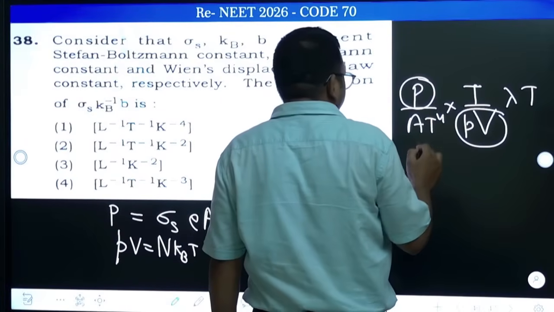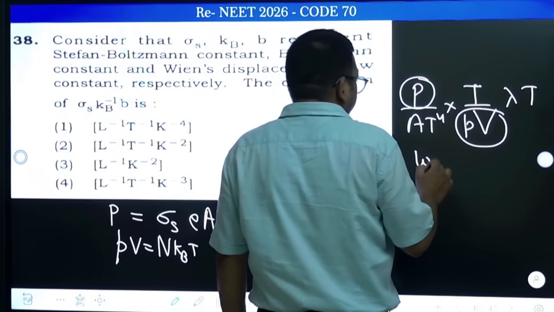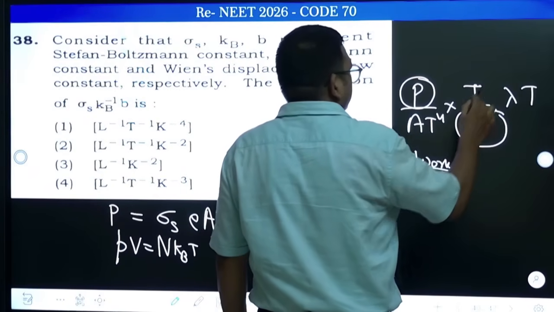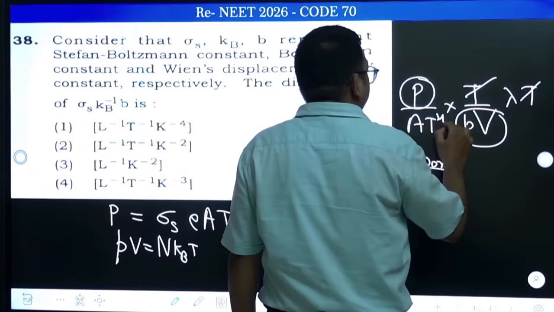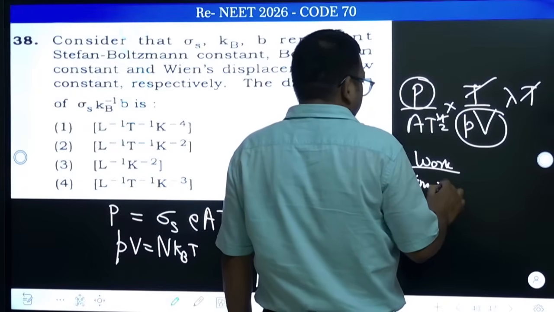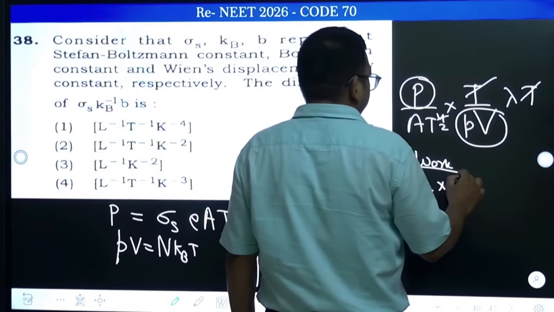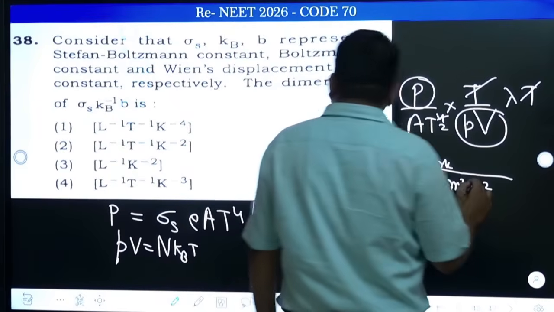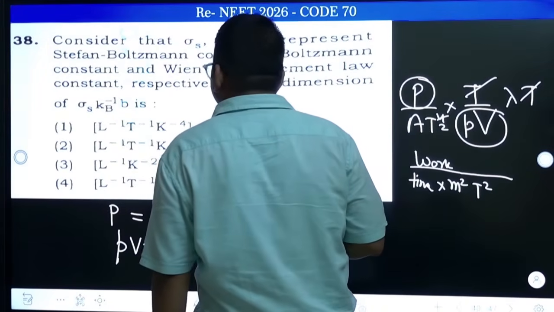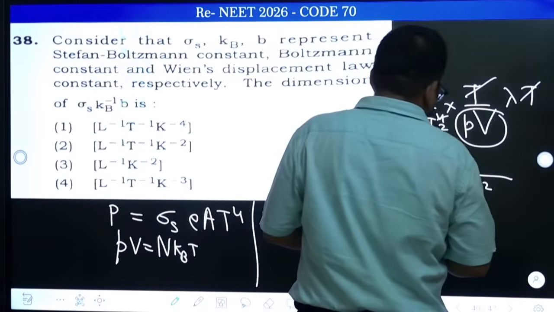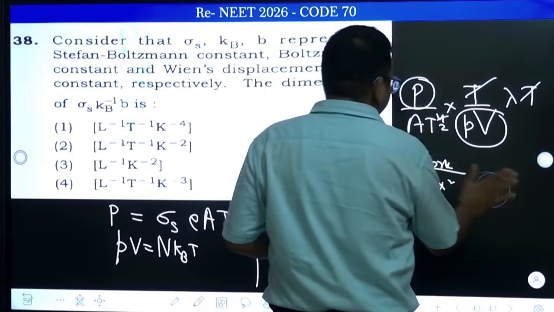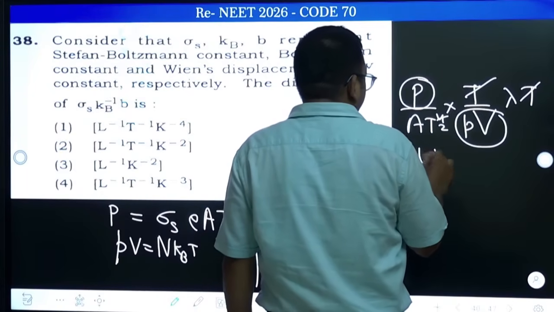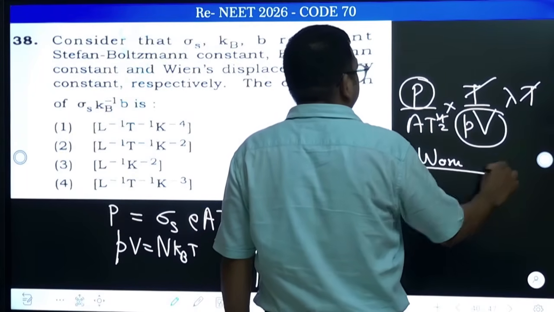Power is work by time. So this is work by time. Here t square will get cancelled. Here square will come. Area is like meter square, right? Temperature square. The answer has to be kept in this. So okay, let us write in terms of length. So this is going to be work.